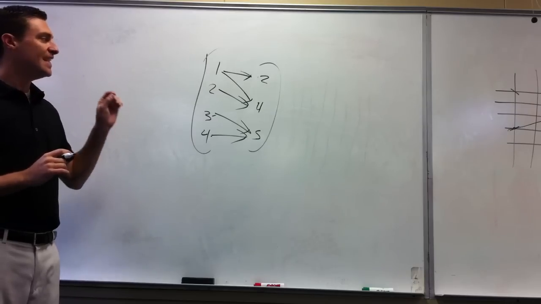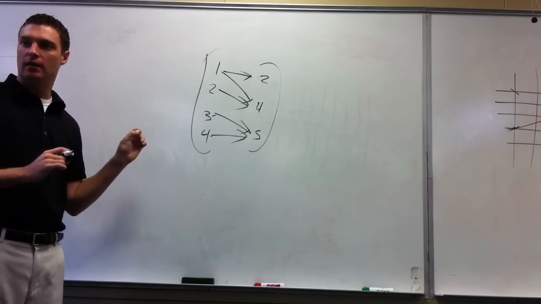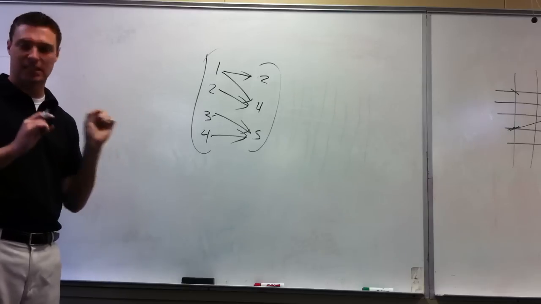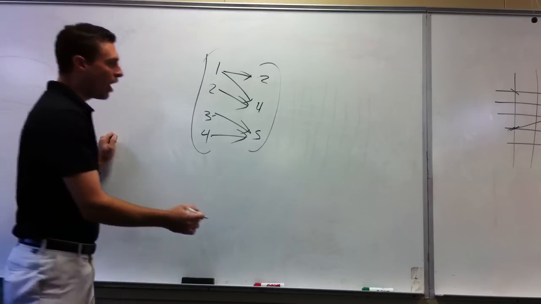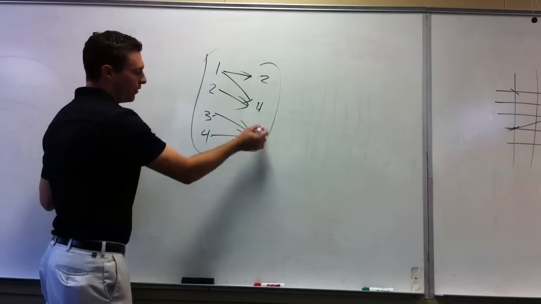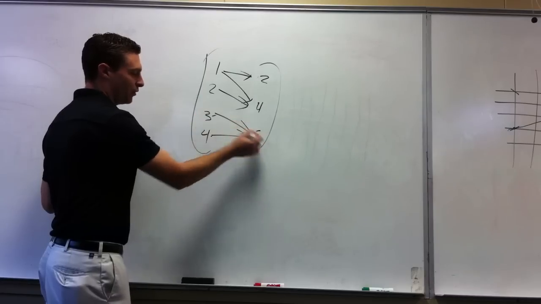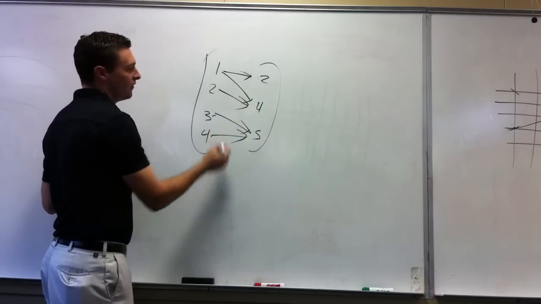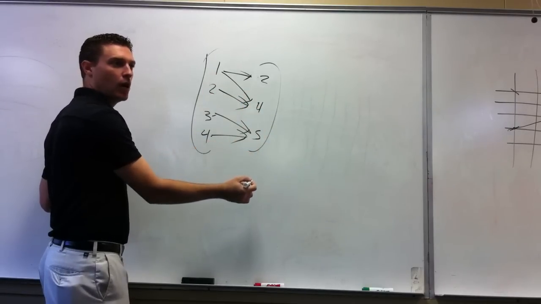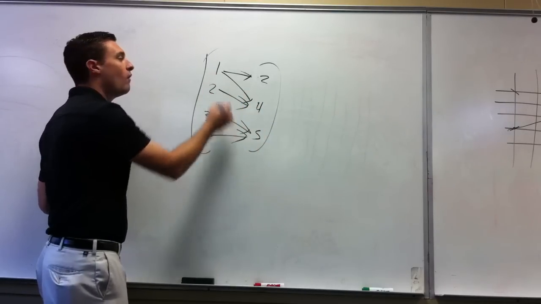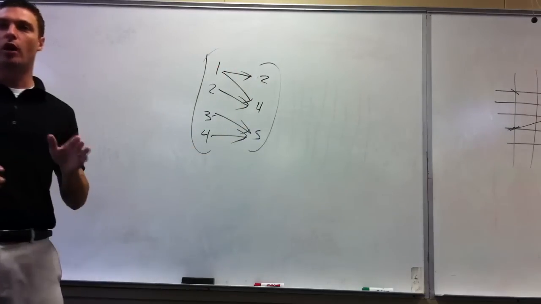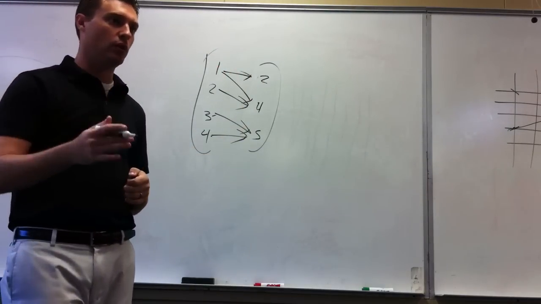Input 1 has an output of 2 and 4. That's not a function. Is it a problem for the output 5 to have an input of 3 and 4? No. Is it a problem for 4 to have an output of 2 and 1? No. What's the problem? For 1 to have an output of 2 and 4. So one input cannot have more than one output.